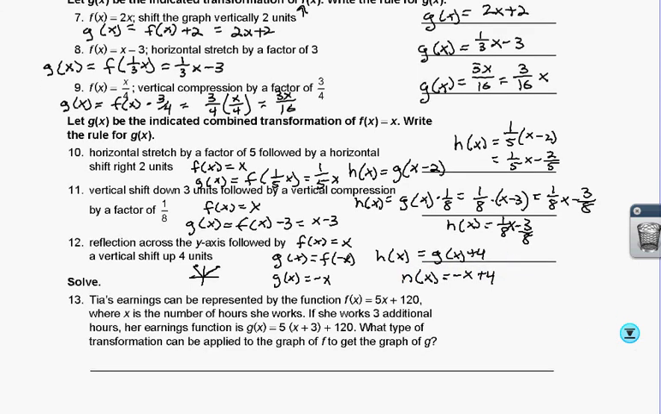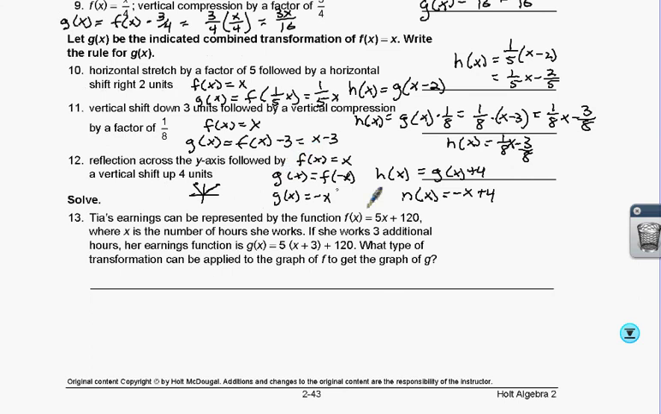And finally I get to 13. Alright, so Tia's earnings can be represented by this function, where x is the number of hours she works. So it looks like she's making $5 an hour, and she's already got $120 stashed away. If she works 3 additional hours, her earning is now this, x plus 3.